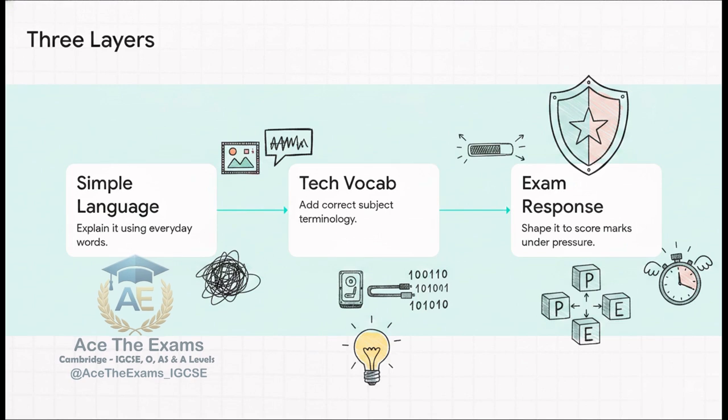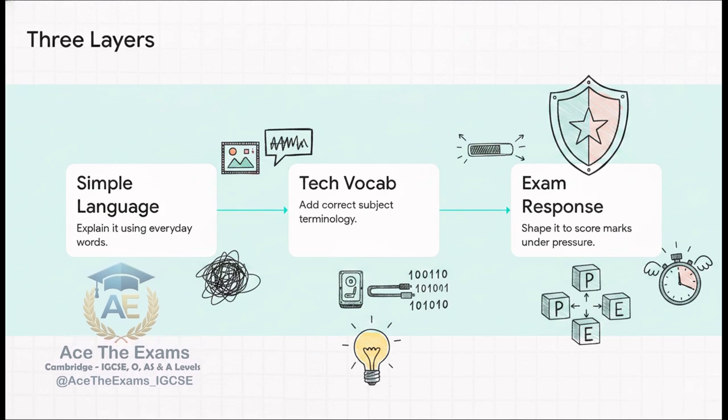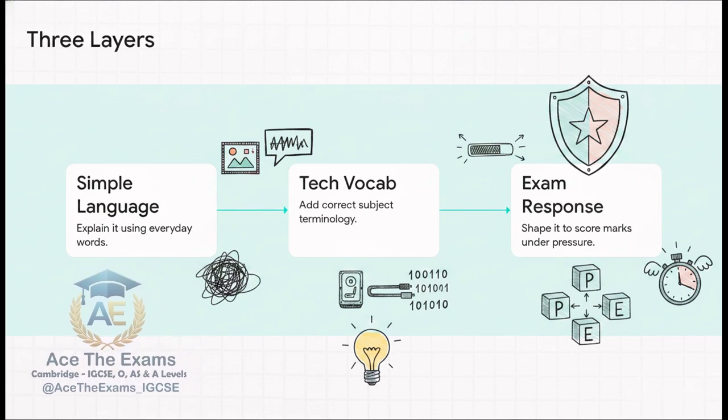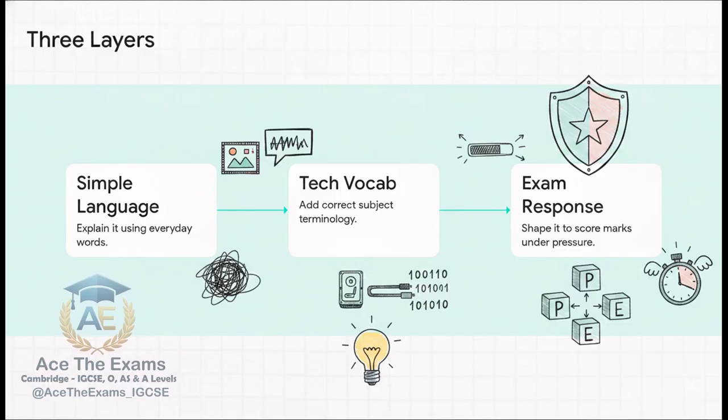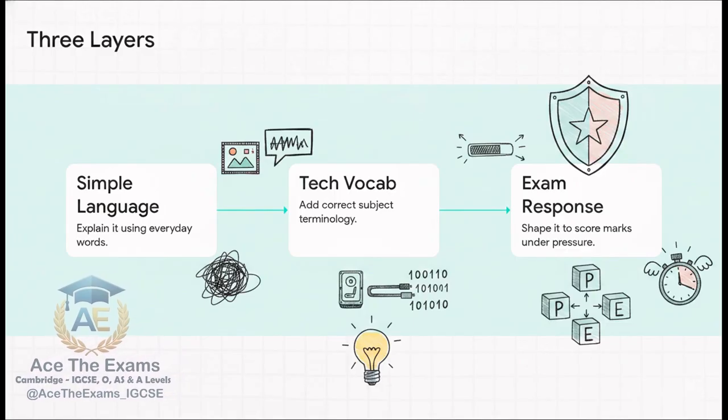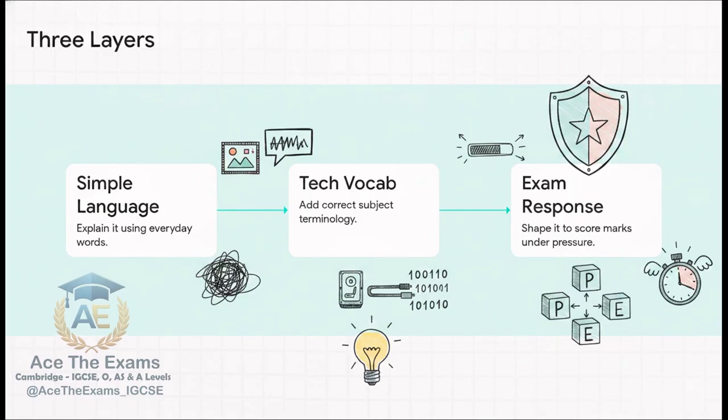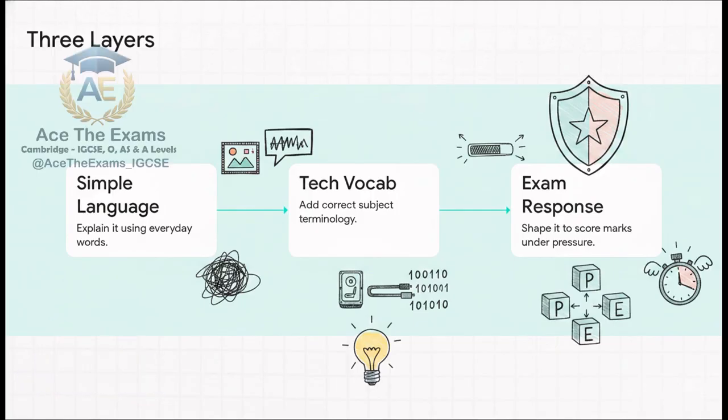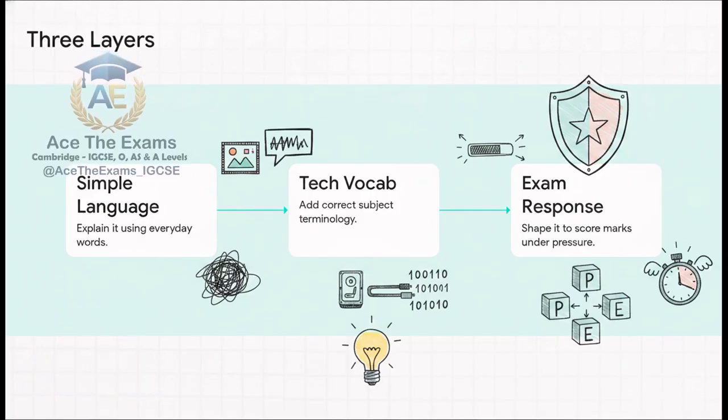But layer 3, the exam response, is where the absolute magic happens. This is where we break down the computer science-specific assessment objectives and introduce the PEEL framework. Point, evidence, explanation, link. Now, I'm going to put a 30-second timer on the clock in a moment for you to spot how this is structured.